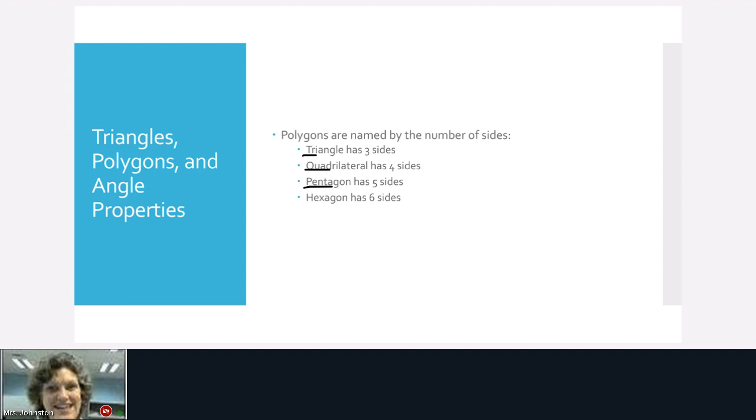A hexagon has 6 sides, and you might be familiar with this because if you work with machines, a lot of times hex nuts and hex screws have 6 sides. And I remember it because it has an X in it, and so does 6. So that's an easy way to remember that it's a 6-sided figure.